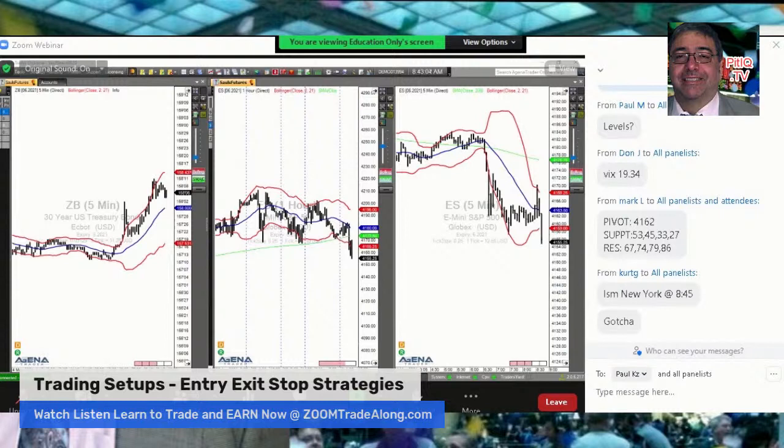All right, the market continues to downtick here a little bit. Support down at the 53 area. See what it wants to do when it gets down there.